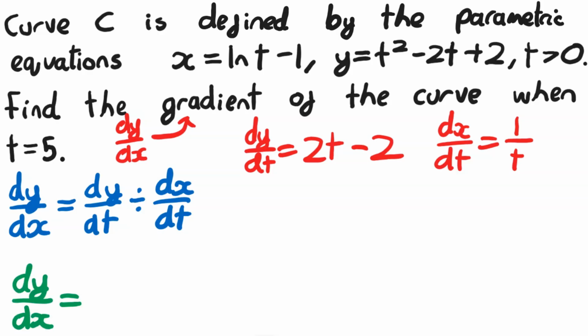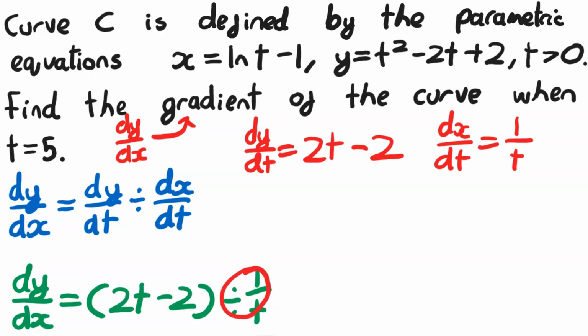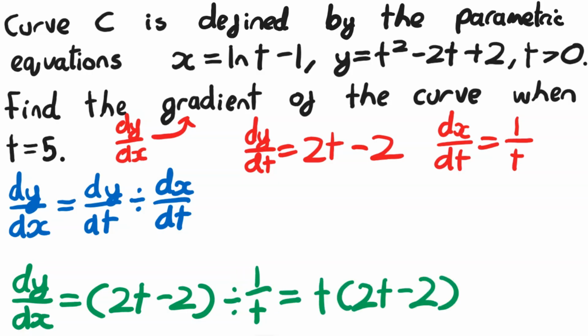So dy over dx is equal to dy over dt divided by dx over dt. So this is going to be 2t minus 2 divided by 1 over t. Now remember, when you divide by a fraction like this, it flips. So dividing by 1 over t is the same as multiplying by t. So dy over dx is going to be t times 2t minus 2.